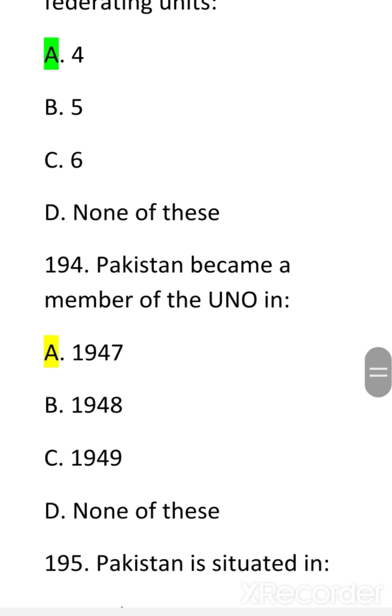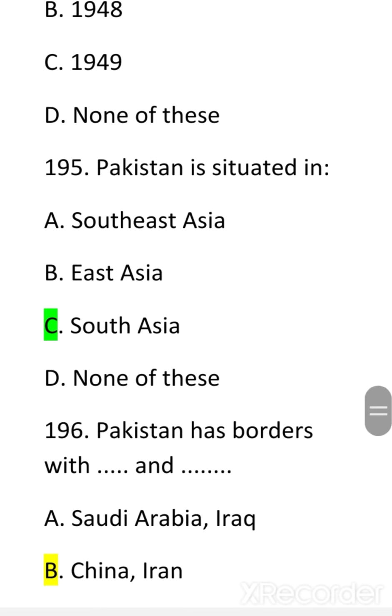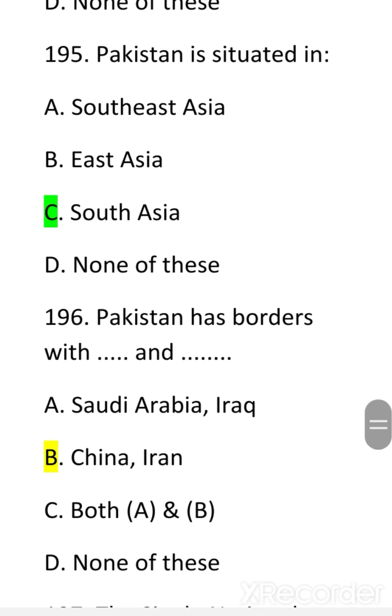Question number 194. Pakistan became a member of the UNO in option A 1947, B 1948, C 1949, D none of these. Correct option is A 1947. Question number 195. Pakistan is situated in option A Southeast Asia, B East Asia, C South Asia, D none of these. Correct option is C South Asia.